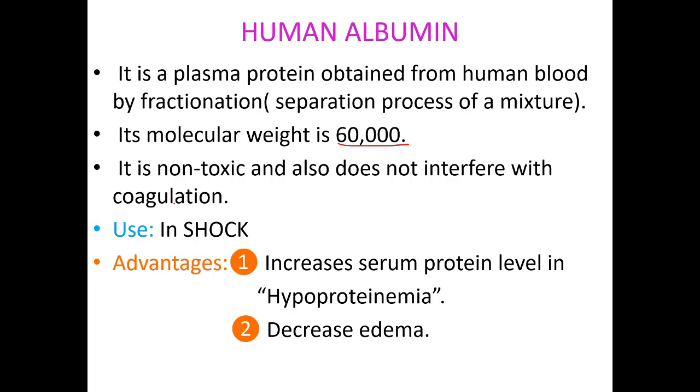So let's see the uses of this albumin. It is used in the treatment of shock, and let's see the advantages. It will increase serum protein level in hypoproteinemia and decrease edema. It is used to increase the serum protein level, as albumin is a protein. It will increase the protein level in the serum to treat hypoproteinemia, meaning there is less protein in the blood. For treatment of that we will use it, and not only that, it will decrease edema.